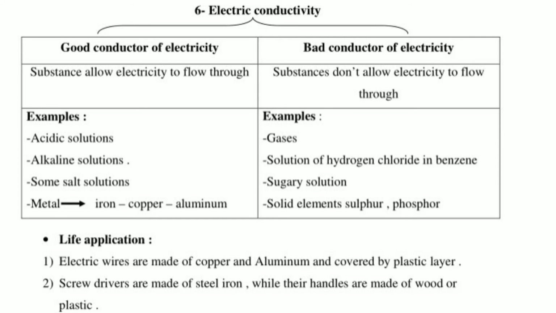Give reason: electric wires are made of aluminum and covered by a plastic layer because aluminum is a good conductor of electricity, but plastic is a bad conductor of electricity. Give reason: screwdrivers are made of iron and steel, while their handles are made of wood or plastic because iron is a good conductor of electricity, but wood is a bad conductor of electricity.